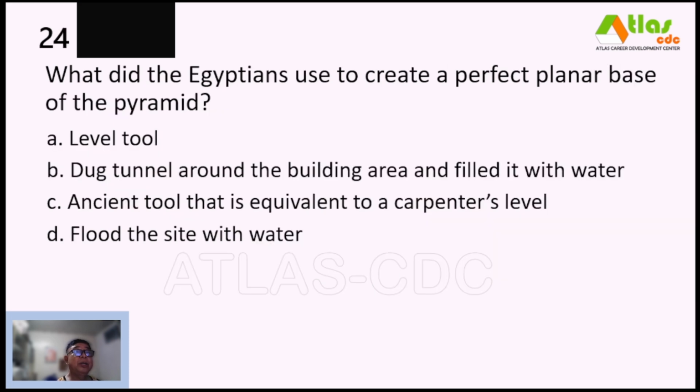Number 24. What did the Egyptians use to create a perfect planar base of the pyramid? A. Level tool. B. Dug tunnel around the building area and filled it with water. And C. Ancient tool that is equivalent to a carpenter's level. And D. Flood the site with water.